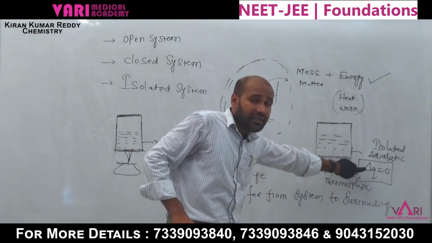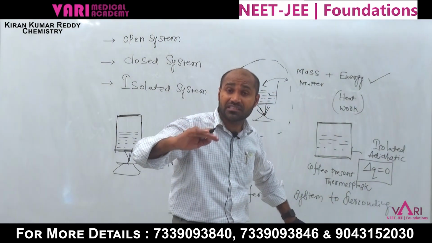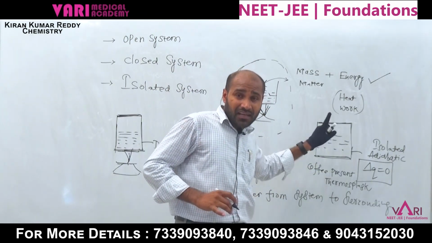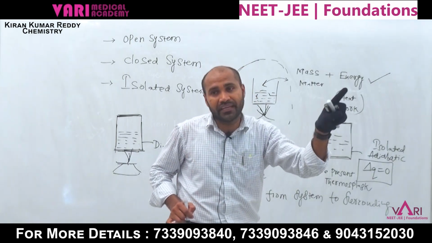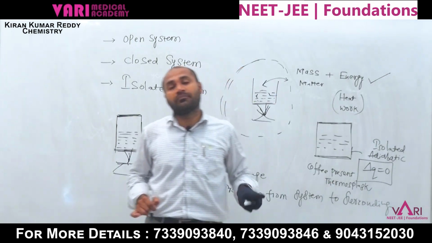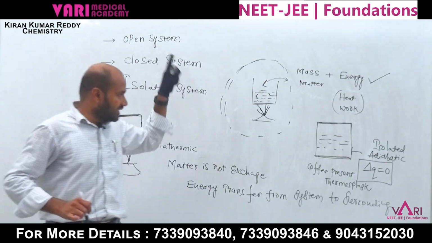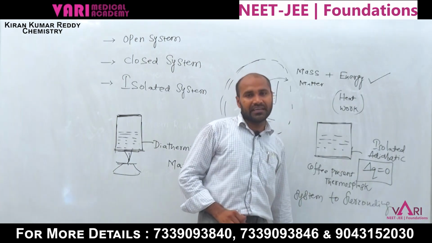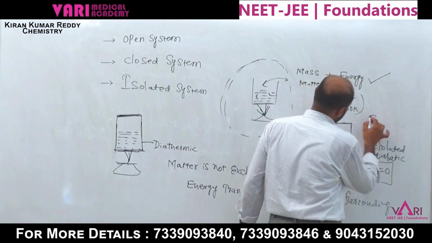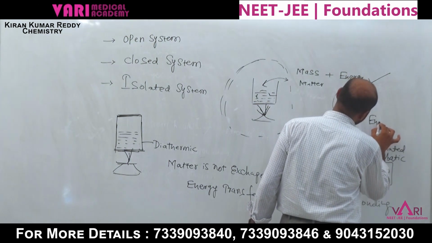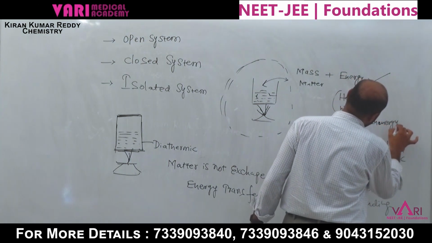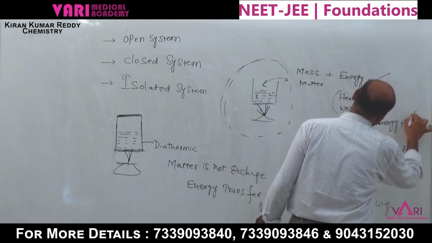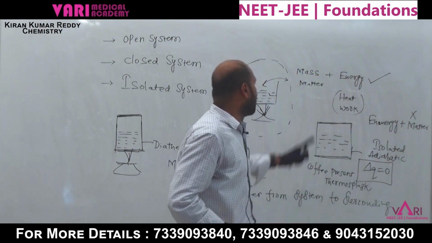What is adiabatic? Heat is not exchanged from system to surrounding. Neither energy nor matter is transferred from system to surrounding. That is called an isolated system. What is an isolated system? Neither matter nor energy is transferred from system to surrounding. Energy is not transferred, and matter is also not transferred from system to surrounding. That is called an isolated system.